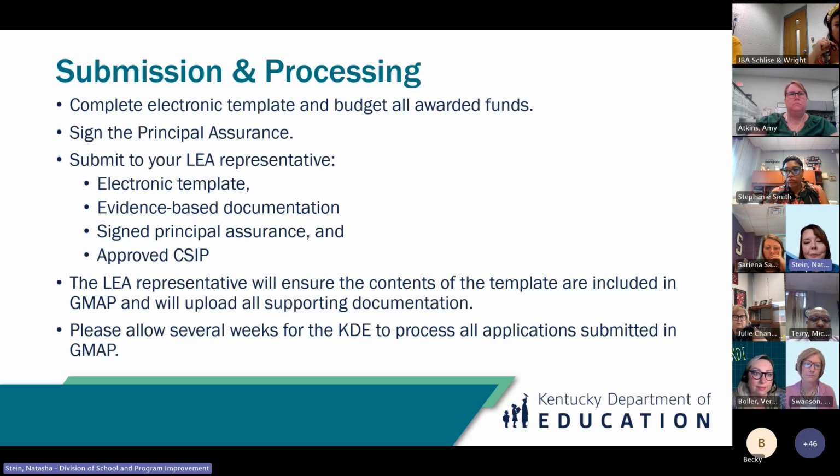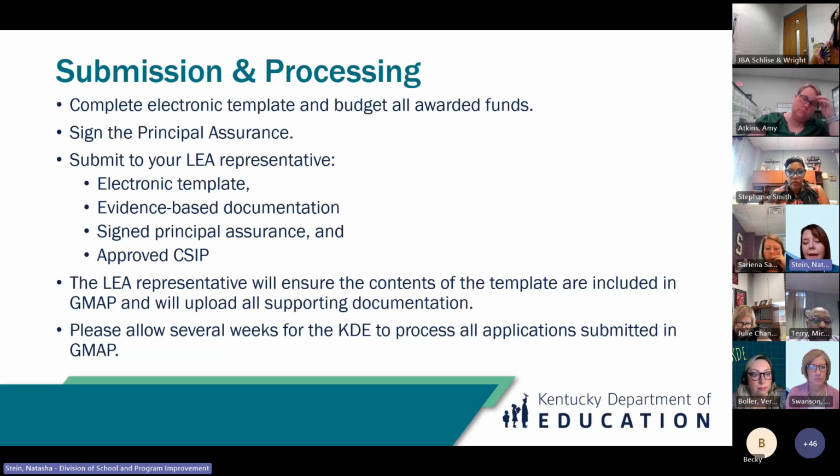Okay, so just to sum it up here really quickly, you need to complete the electronic template as the school. You'll budget all those awarded funds that we'll make you aware of. The principal assurance will get signed. Again, that's the last page in that application. And then you will pass everything off to someone at the district level.